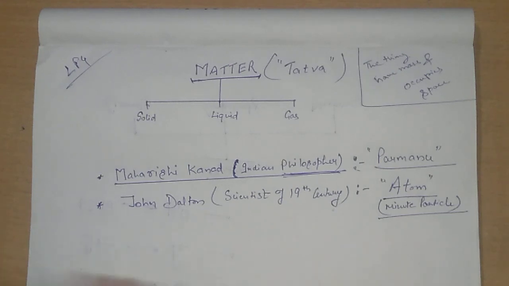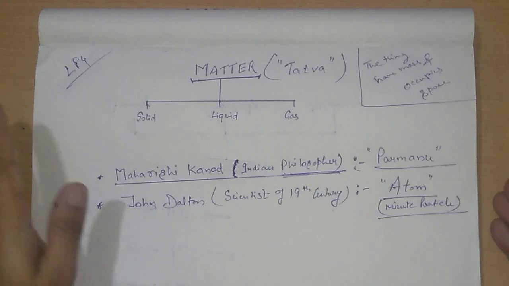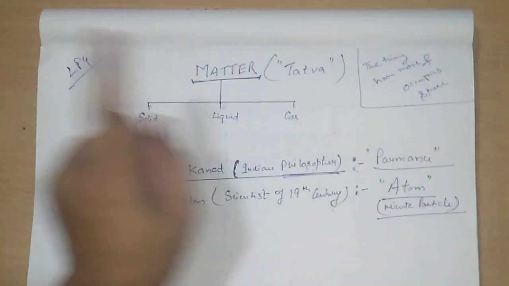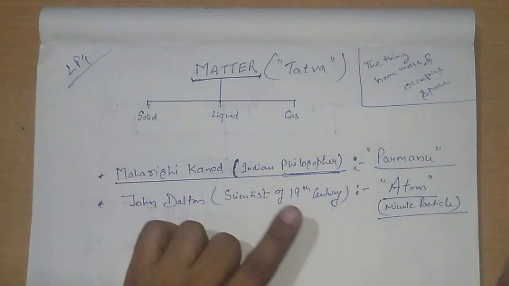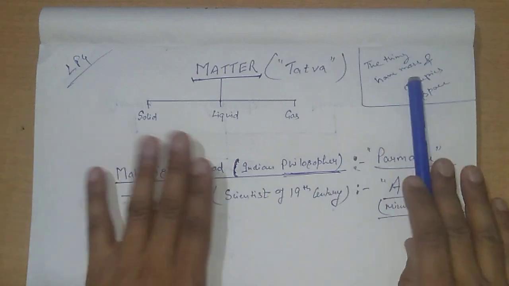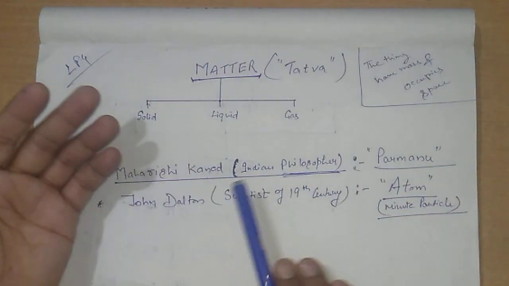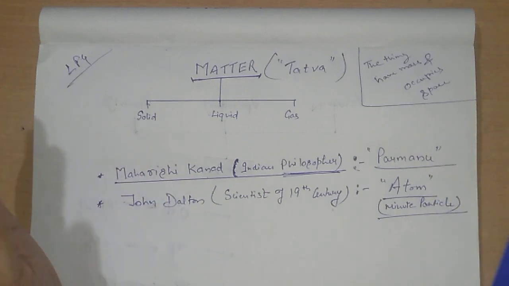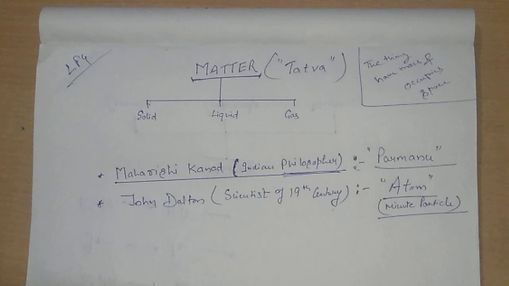So this is the wide range of size of an atom, clear? But the conclusion is everything around us is tattva or matter, and matter could be a solid, liquid, gas. The thing which occupies space and has mass is called matter, and every matter is made up of atoms or Parmanu. So the smallest entity of any matter is the atom, clear?